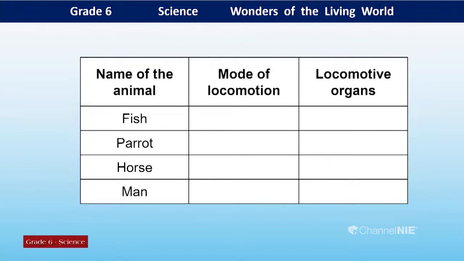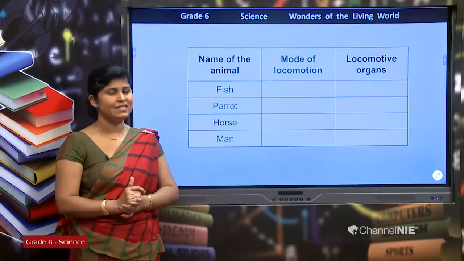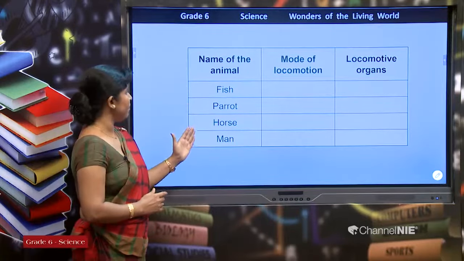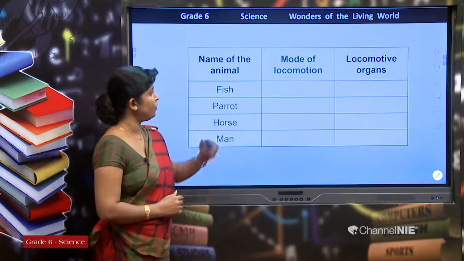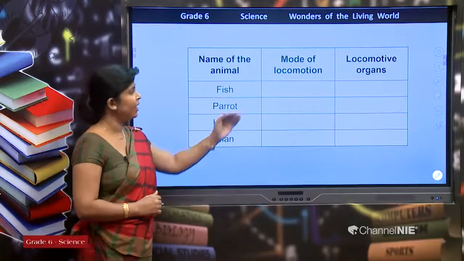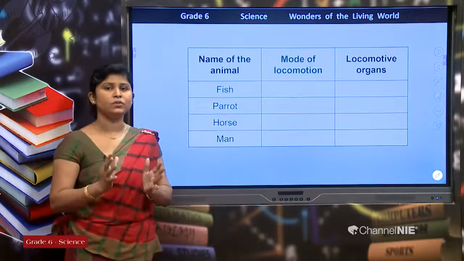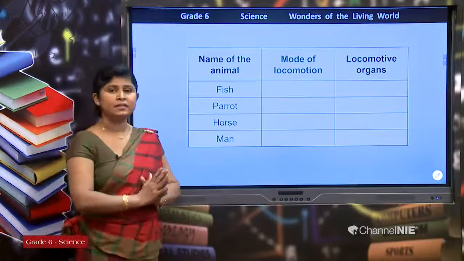Then in the second column of the grid, you have to find out the mode of locomotion of these animals. In the third column, you have to find out the locomotive organs used by the animals for locomotion. I think you can understand. Name of the animal: fish, parrot, horse and man. Then the mode of locomotion and locomotive organs also have to be mentioned inside the table.